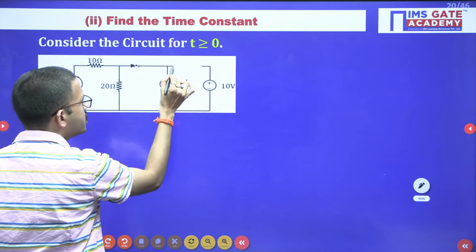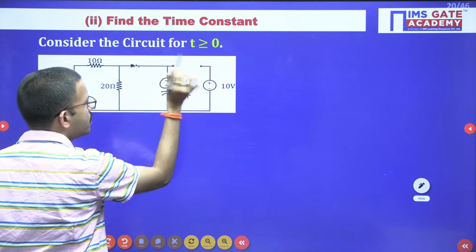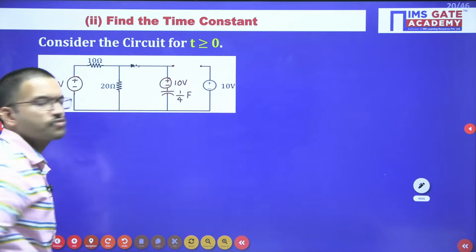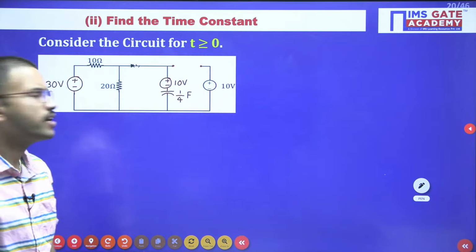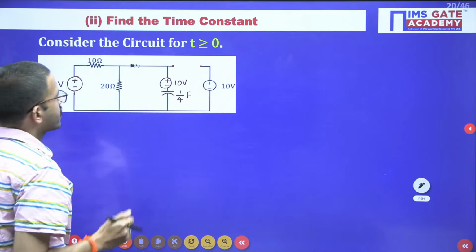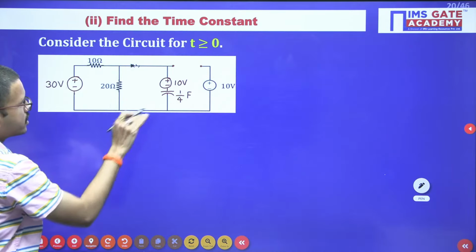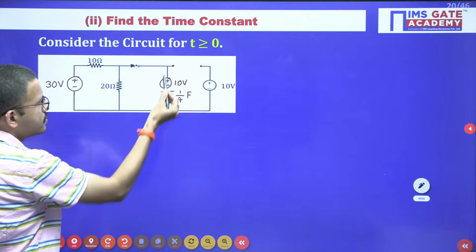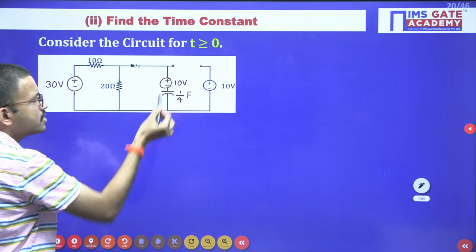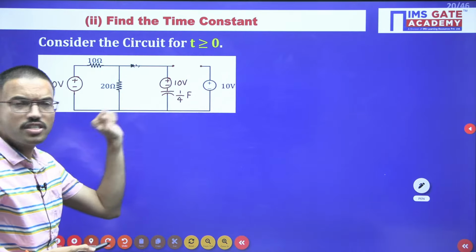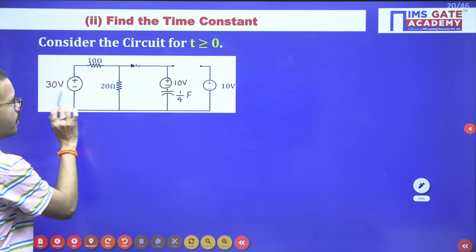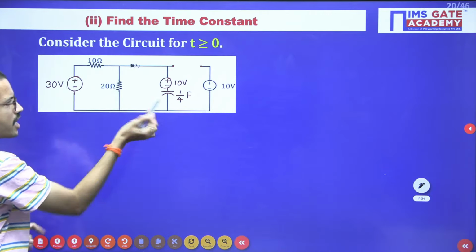Okay, from t equal to 0 instant onwards, we kept the switch in the open position, so this 10 volt source we can remove from the circuit. It is not playing any role. Now if you observe this part of the circuit, you have here 10 volt because of the initial voltage across the capacitor. You have the independent source here and then resistors, capacitor.